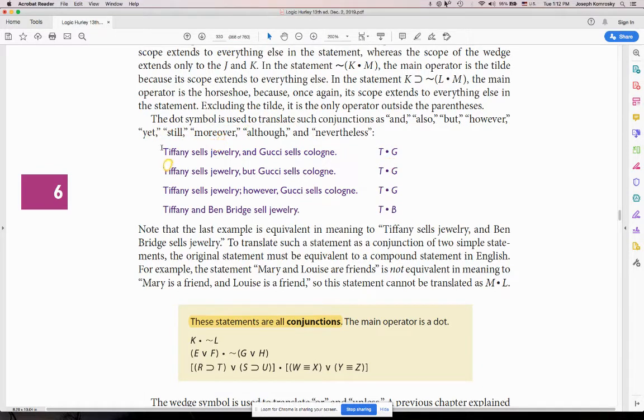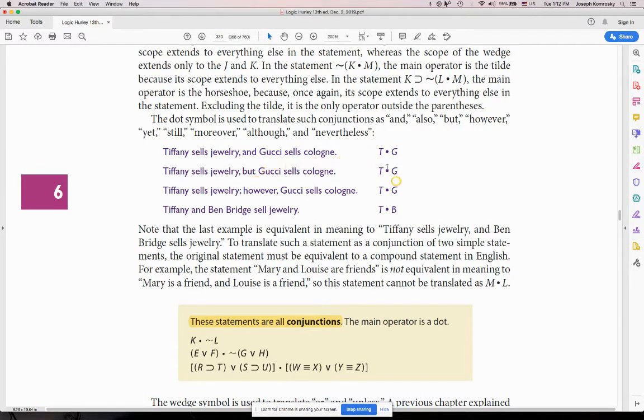So let's do this one. Tiffany sells jewelry and Gucci sells cologne. How does he symbolize this? T. How does he symbolize this? G. Real simple. T dot G. Or T and G. Or, Tiffany and Gucci. Real easy, right? What about this one? Tiffany sells jewelry, but Gucci sells cologne.